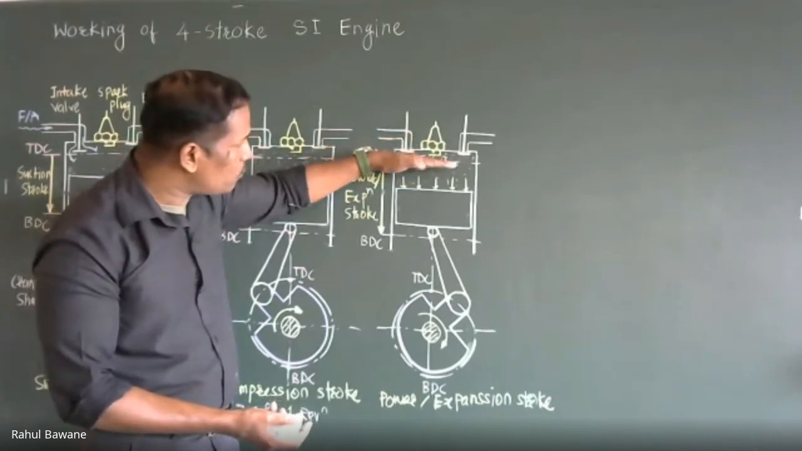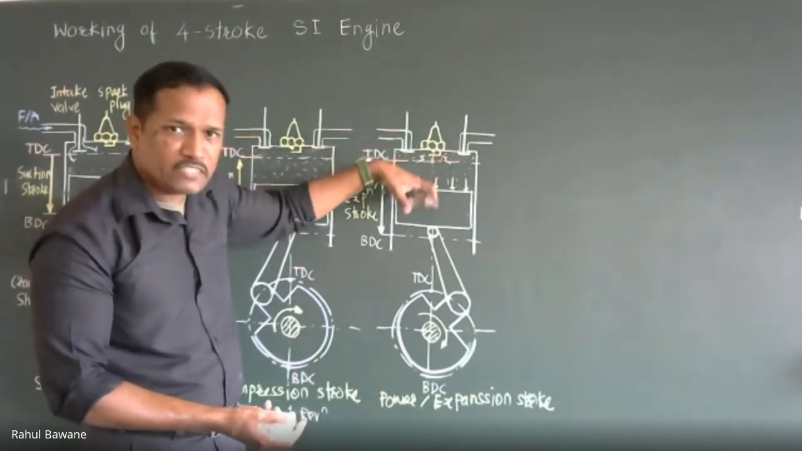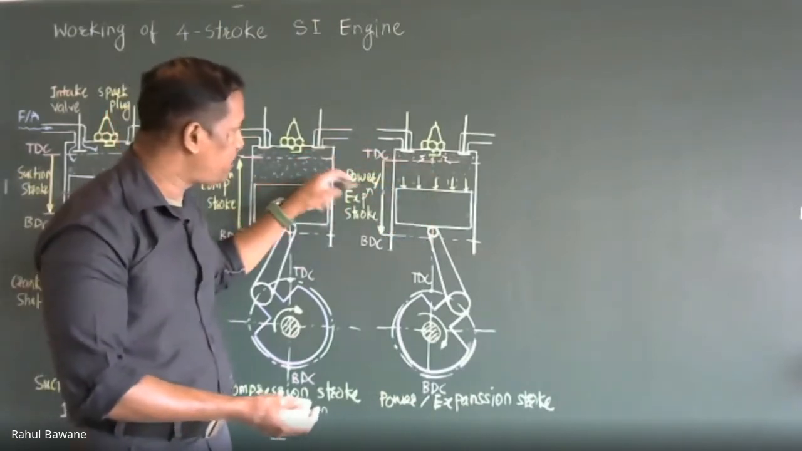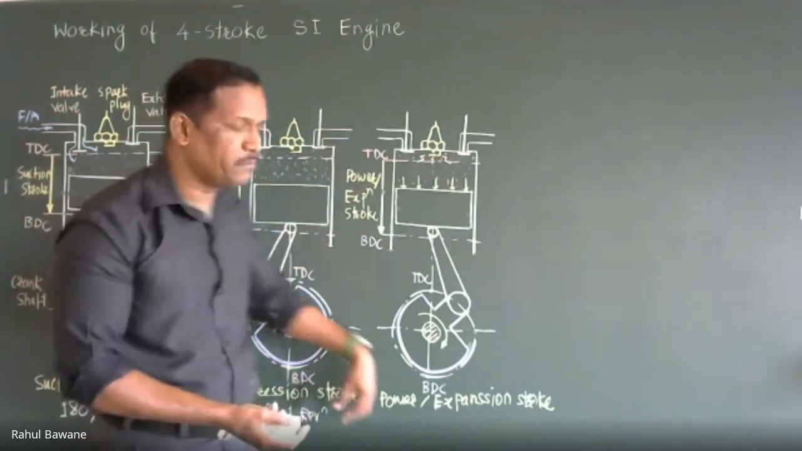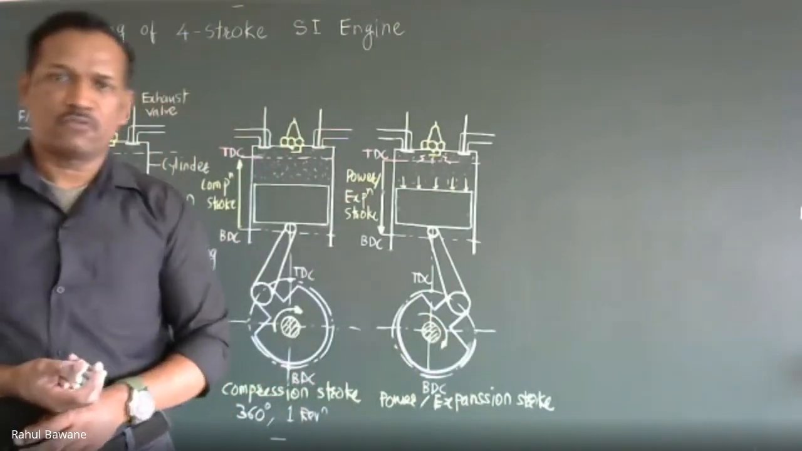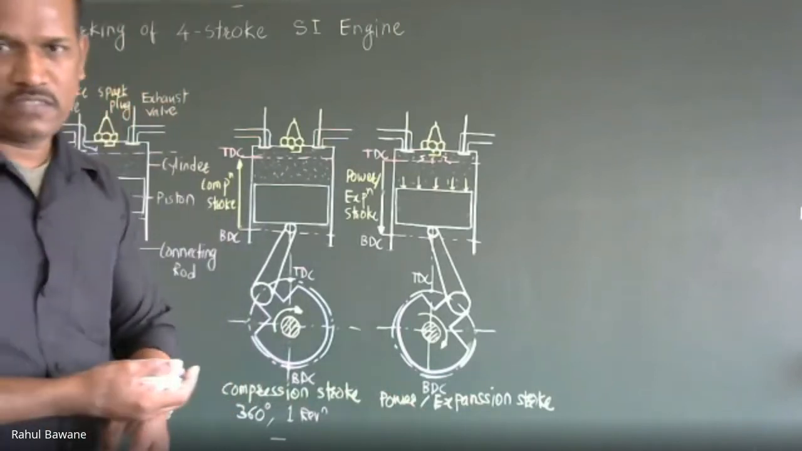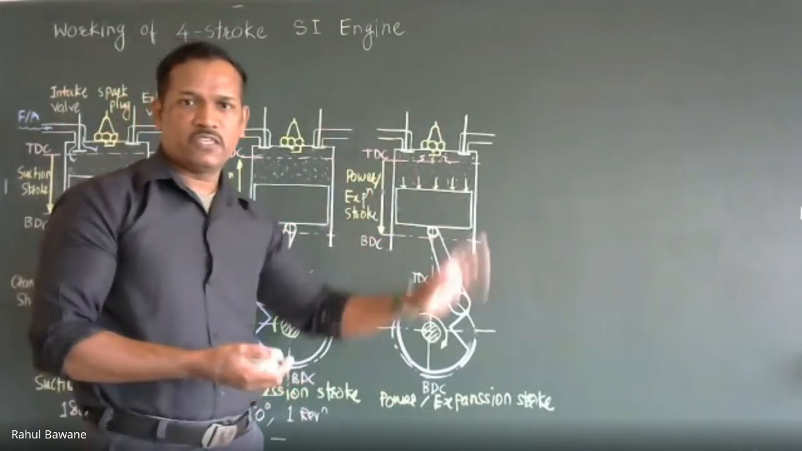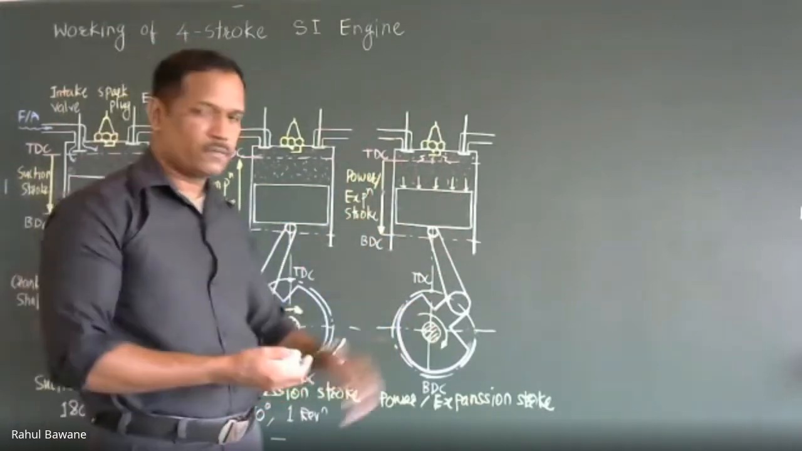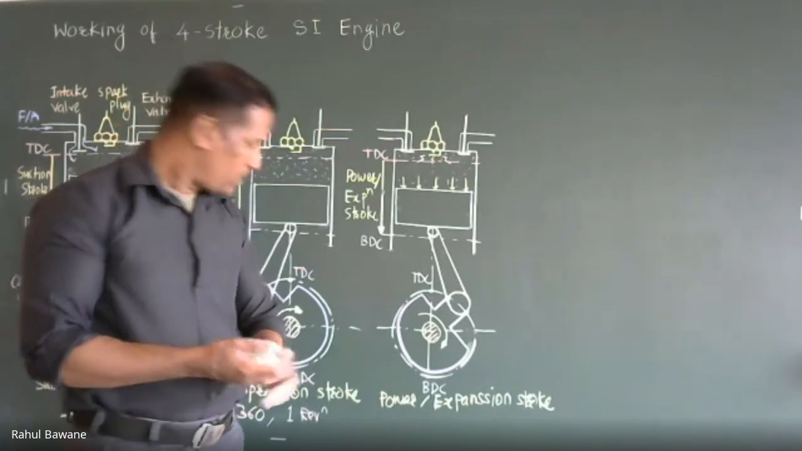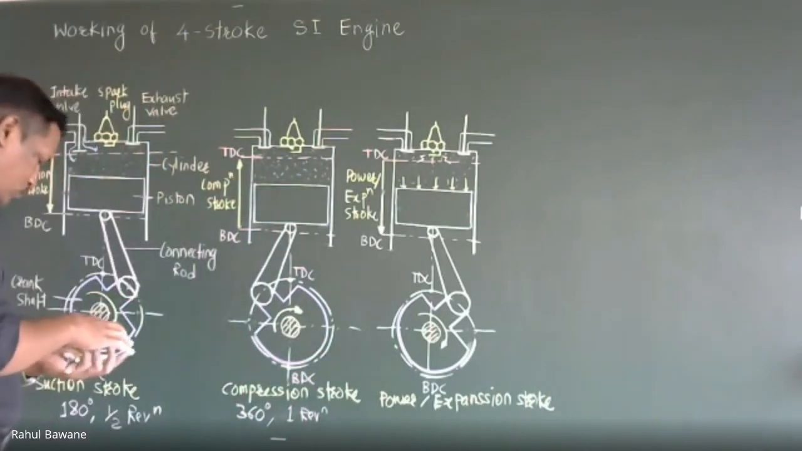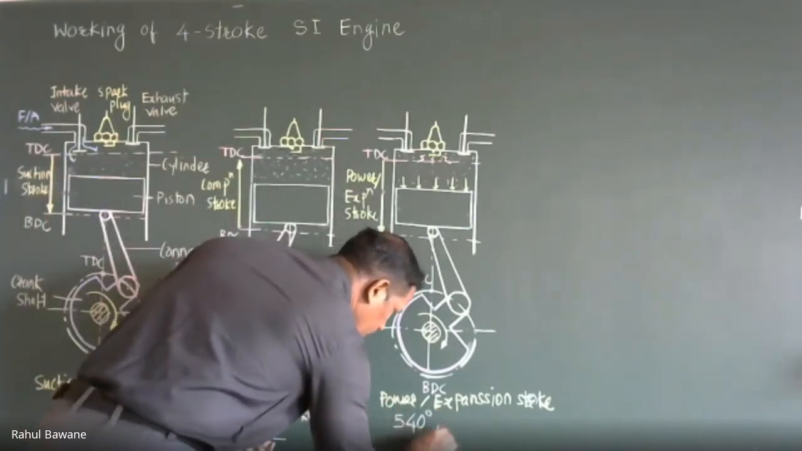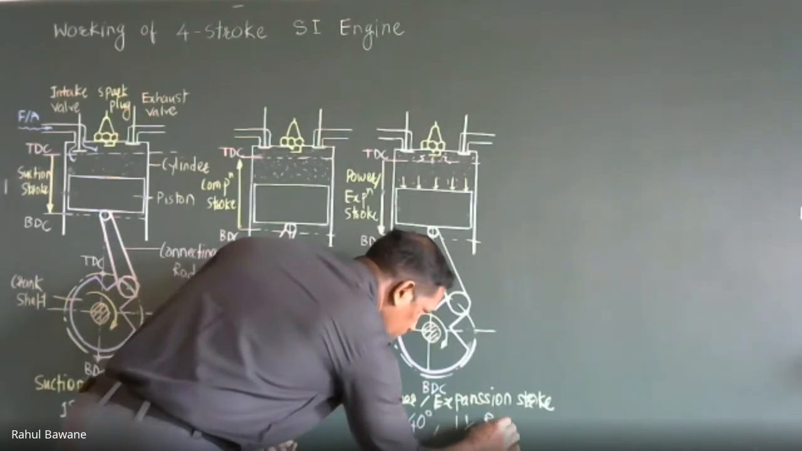So during this stroke, power is obtained due to the burning of combustion. So it is called as power stroke or expansion stroke. During this, it completes so much degree of crank rotation and one and half revolution of crank. So whatever be the observation on the diagram, you just put it in work. So this is third stroke. So degree wise it is 540 degree and 1.5 revolution.